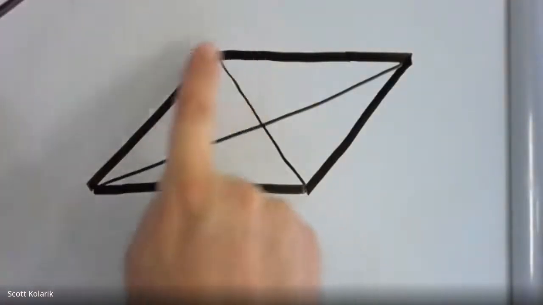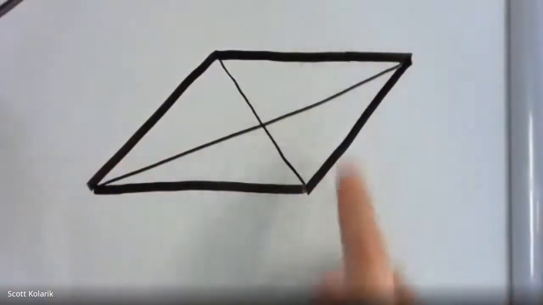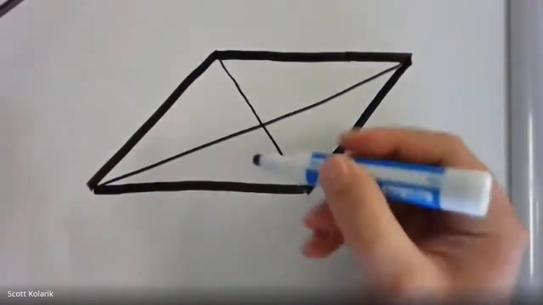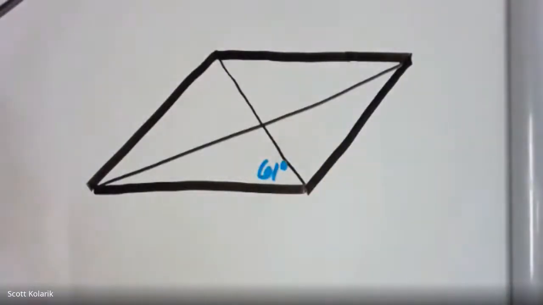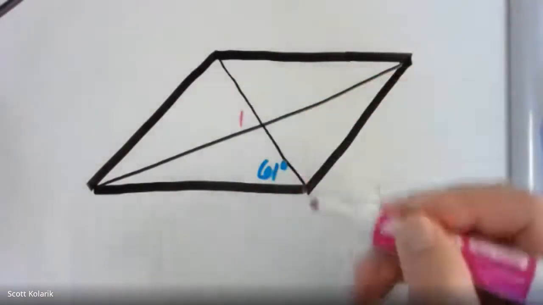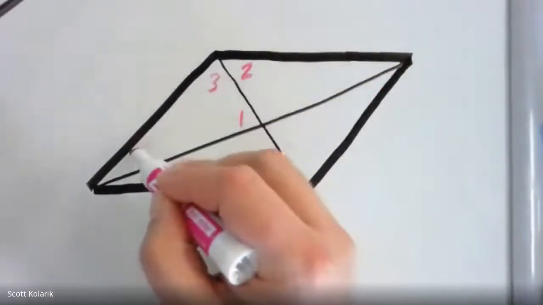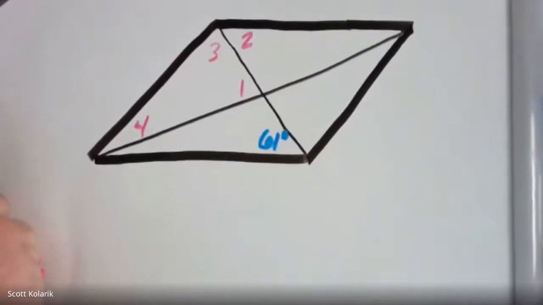Also, we find out that each of these diagonals has to bisect the opposite angle. So we're going to get some congruent pieces here. Now, what information are we actually given with this? We are told that this angle right here is 61 degrees. And then they give us a series of numbers of missing angles, pieces that we're trying to find. So we need to find this guy. We need to find this guy, and this guy.